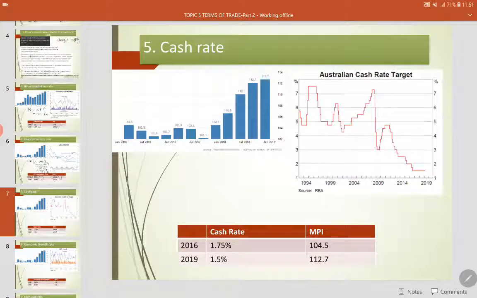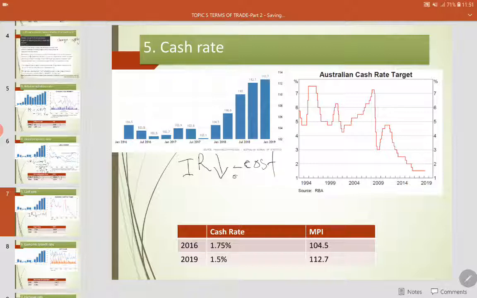Next, we are going to look at cash rate. Cash rate is the term that we use in Australia. Cash rate is your interest rate. So the relationship between interest rate and your TOT: when interest rate decreases, there will be more borrowing. More people will be able to take up loans, because the cost of borrowing will reduce.